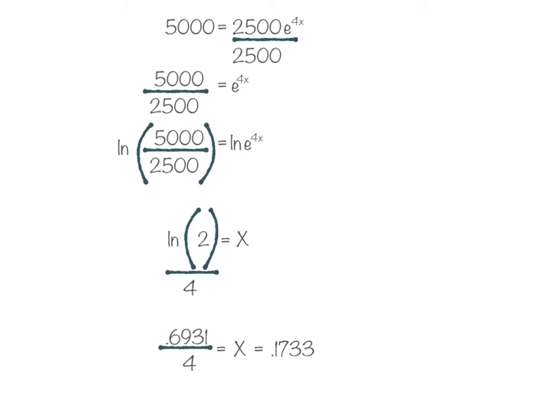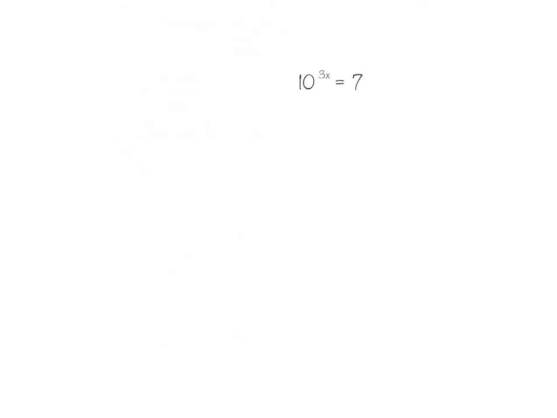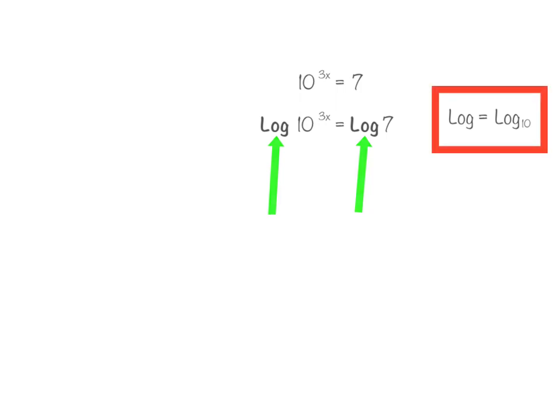That's x. Alright, so let's take a look at another cancellation law. Here I have 10 raised to the 3x power equals 7. Again, these cancellation laws are very helpful when I'm trying to solve for a variable that is in an exponent position. So I have 10, so I'm going to multiply both sides by log, which also equals log base 10. So log and log base 10 are the same thing.